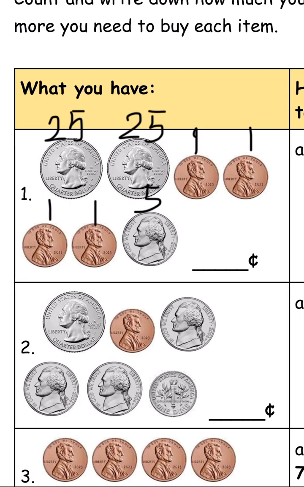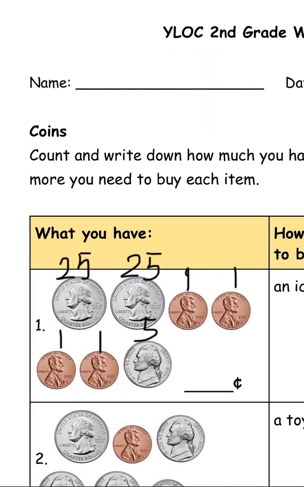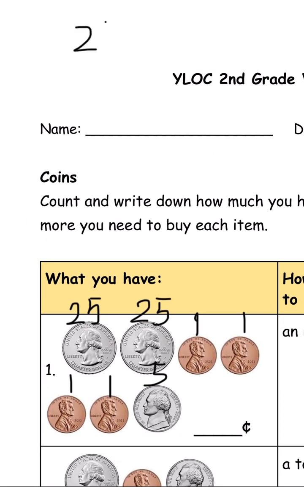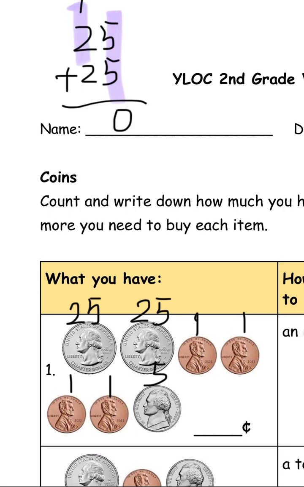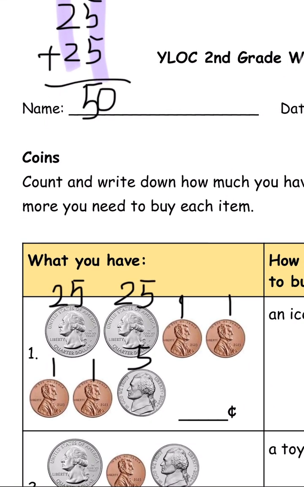And now we have to add up all these to find the total, right? So we're going to start with 25 plus 25. So 25 plus 25. So we're going to start with the ones place always. 5 plus 5 is 10. And instead of writing 10 like that, we're going to write the 1 up above. And now we add 1 and 2 and 2. 1 plus 2 plus 2 is 5, right? So we put 5. So that would be 50.